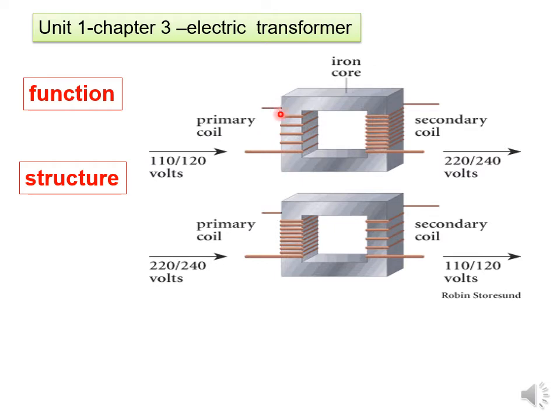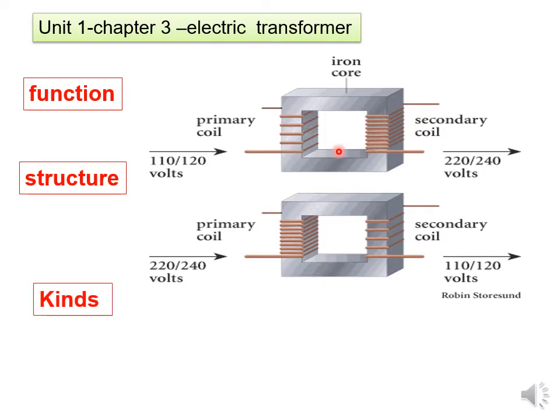2 coils: primary coil, which is called primary winding, made of insulated copper wire, and secondary winding, which is called secondary coil, also of insulated copper wires. ده الستراكشر. طيب بعد كده عندي ايه؟ عندي kinds of transformer.